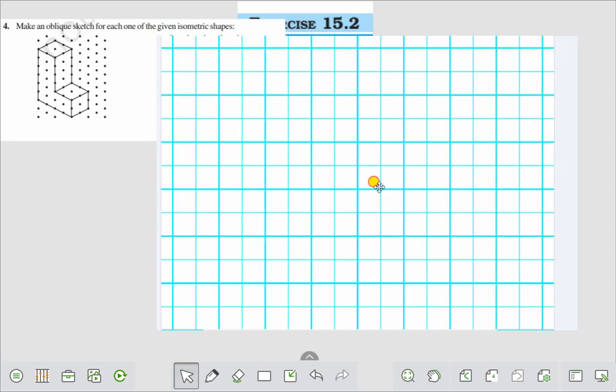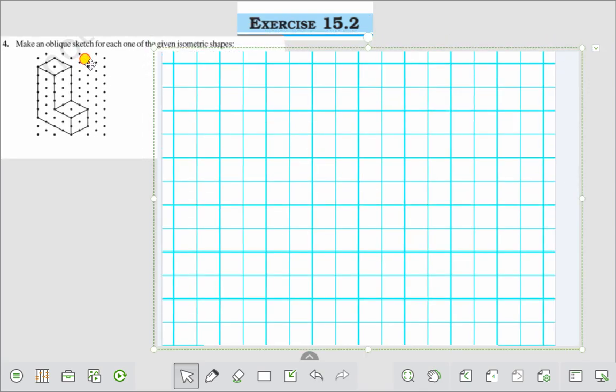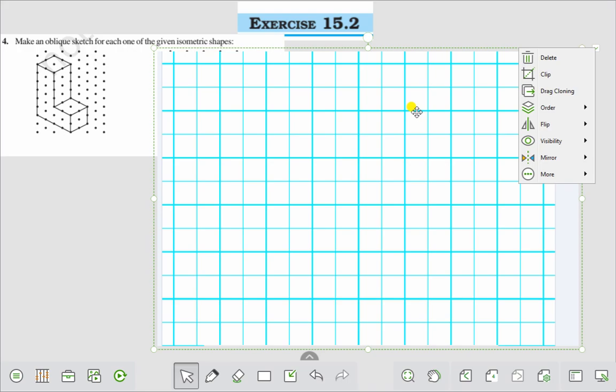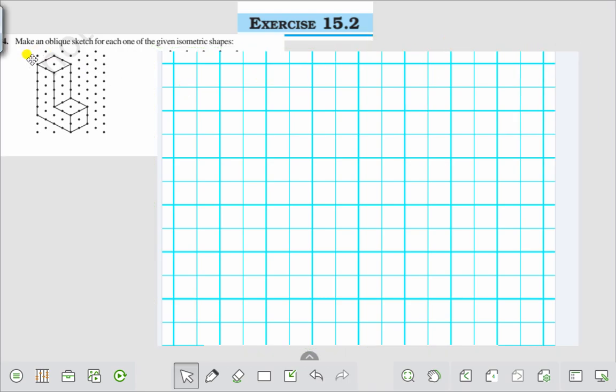Hello everyone. Today we shall discuss exercise 15.2, question number 4. Make an oblique sketch for each one of the given isometric shapes. You have to make these isometric shapes.